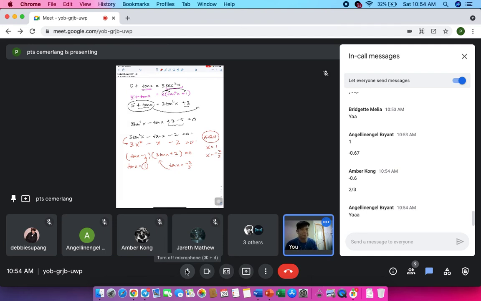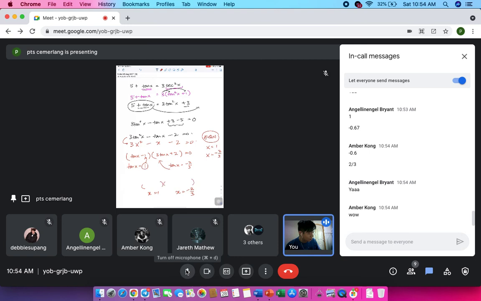Boleh tak? Boleh. Dia macam x kan? Kalau x sama dengan 1, kalau x sama dengan negative 2 over 3. So you buat dalam kurungan tu, dia dah jadi x minus 1. Lepas tu this one is 3x plus 2. Same thing saja. Cuma kamu tukar x tu jadi tangent x. You change to become tangent x. Okay? Tukar jadi tangent x lah.